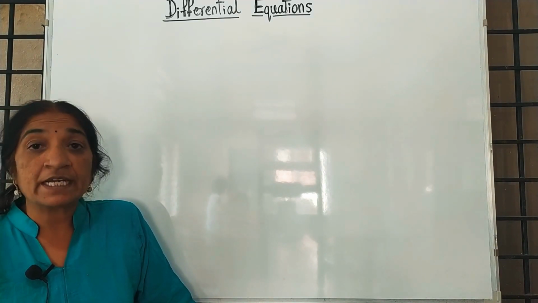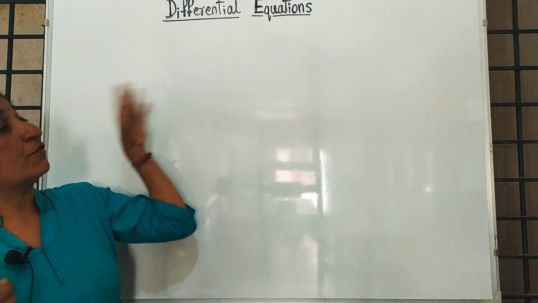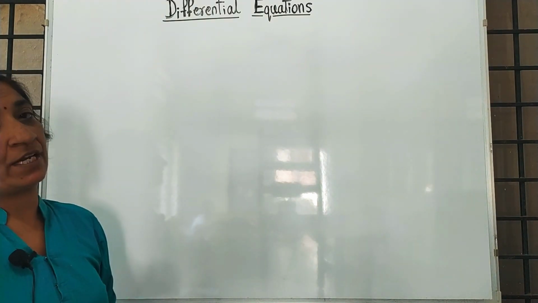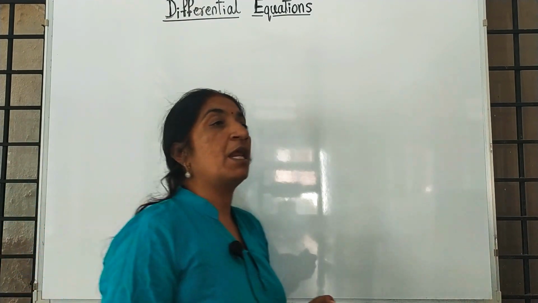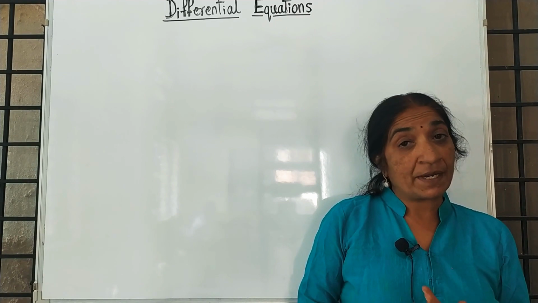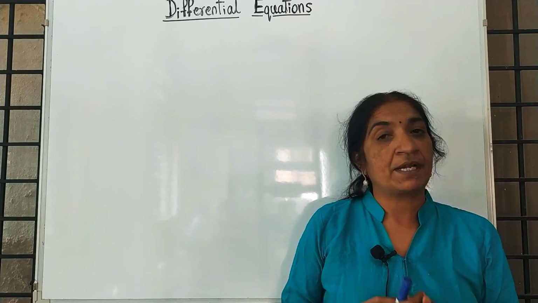These are called equations. But what is the differential equation? In this equation we have a dependent variable, independent variable and the derivative of dependent variable with respect to independent variable.